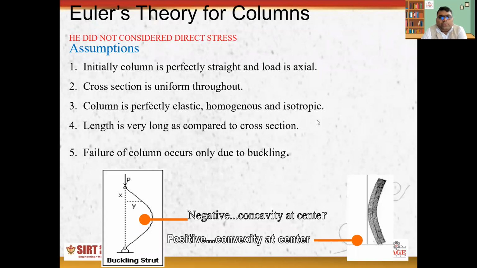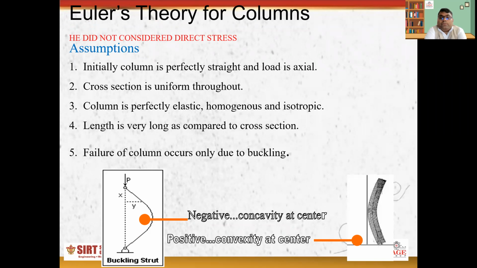So Euler's theory for the column. Before applying the Euler theory, we have to take some assumptions and consider the sign convention. Then we can move on to the Euler theory for the column. So the assumptions are that initially the column is perfectly straight and the load is axial. The load you are applying must be axial loading.